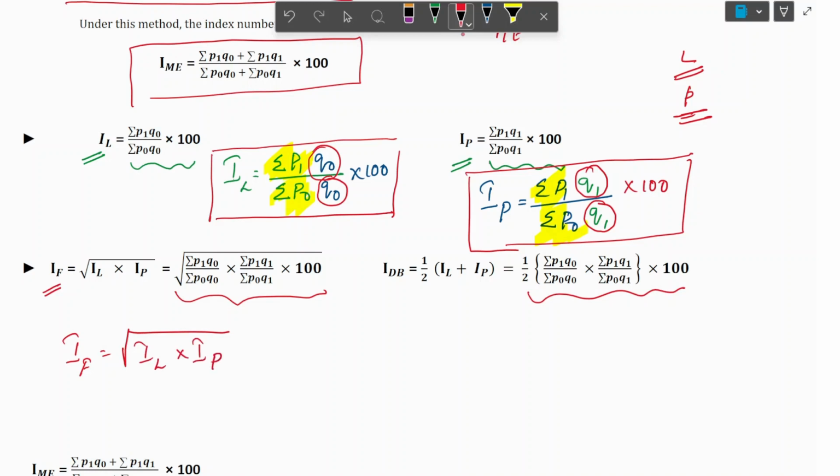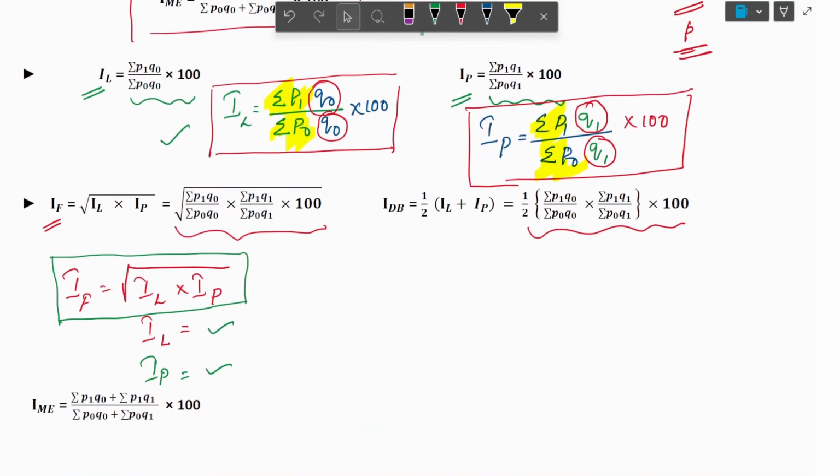That means if you are going to calculate the Fisher's price index, step number 1, calculate IL. You know the formula, that is your IL. Then what is the next step? Calculate IP. First IL, then IP. Then use this formula: IF is equal to square root of IL into IP. So this is going to be easier for you to remember.